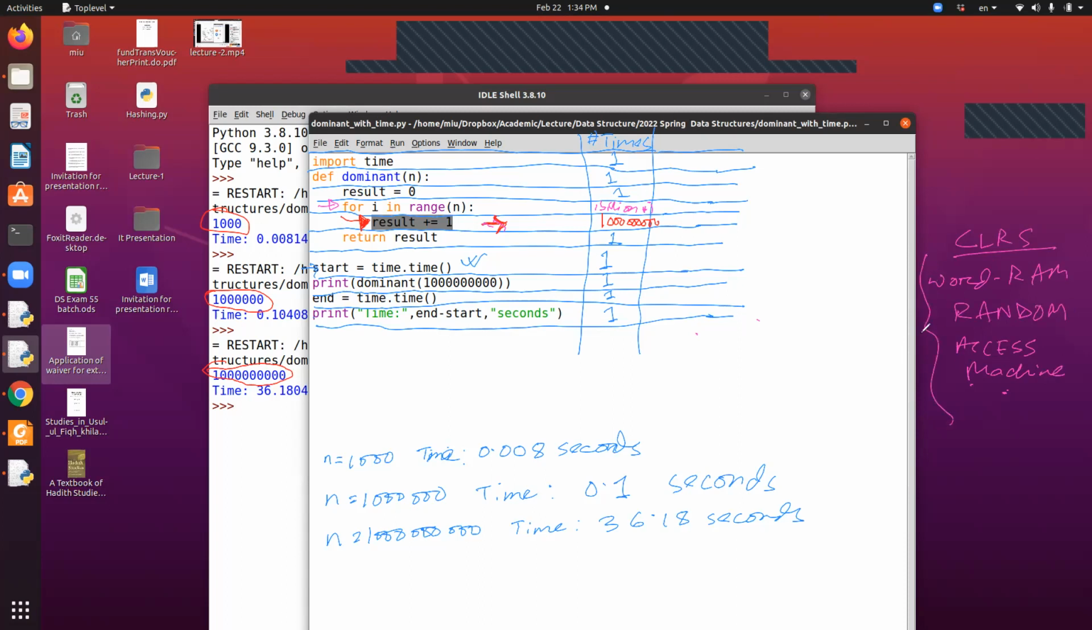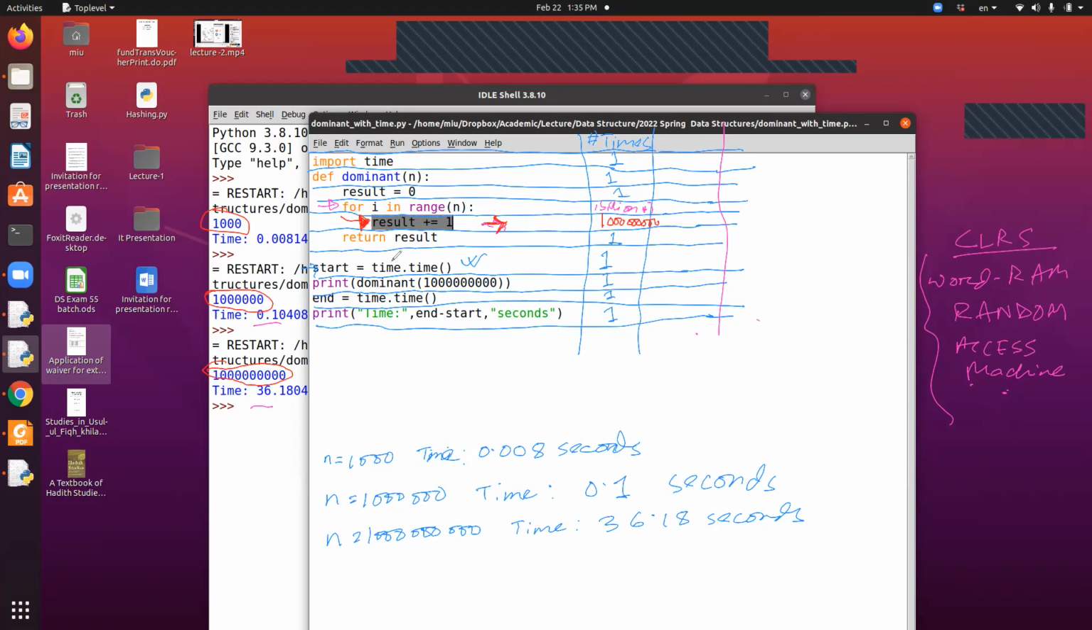So you don't need to understand it, but let me just tell you, if we follow the random access machine model, what we can say is that each and every line takes a constant time to be executed. Each line takes a constant time to execute, because the time comes from every line.